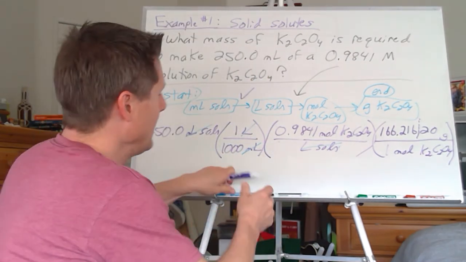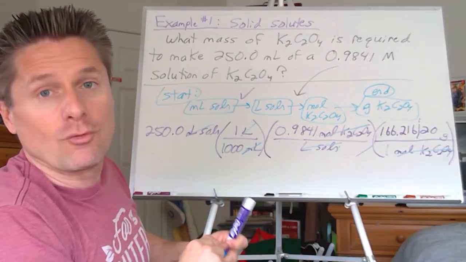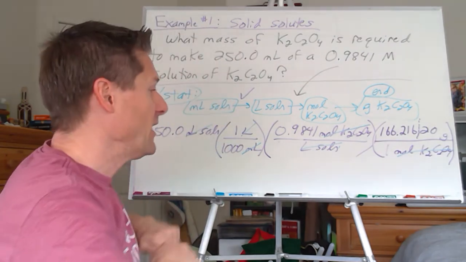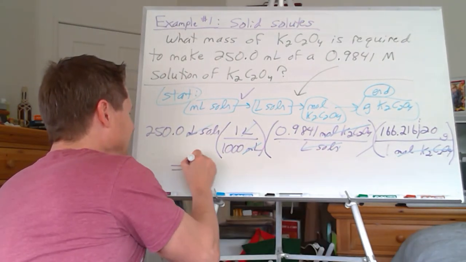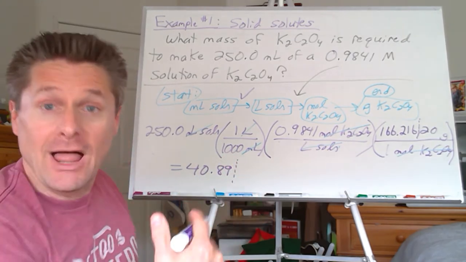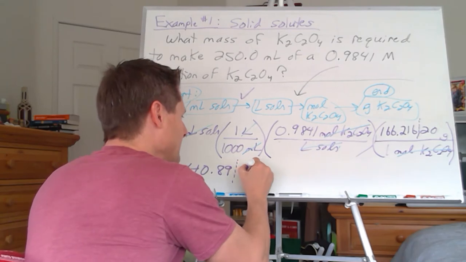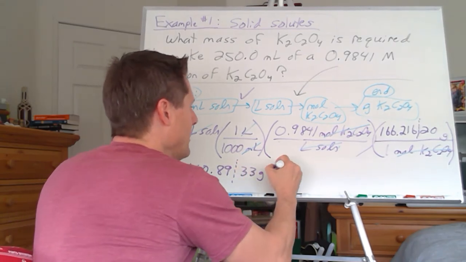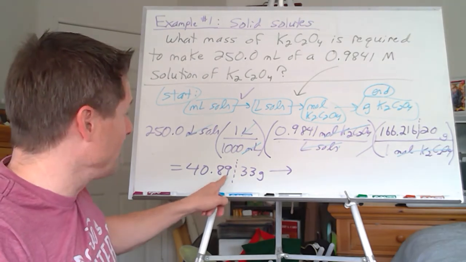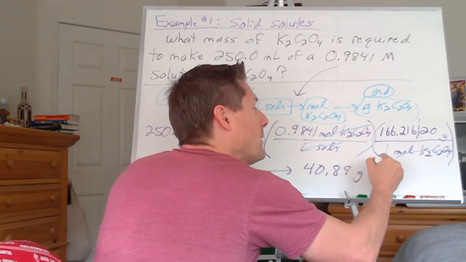I've got to cancel out my units. Moles of solute leaves us grams of potassium oxalate. And I didn't have room for the K2C2O4 over there. So I get 40.89, vertical dashed line. There's my four sig figs. Give me two more non-significant digits: 40.8933 grams. That does not round up, correct, so that'll stay at 40.89 grams of solute.